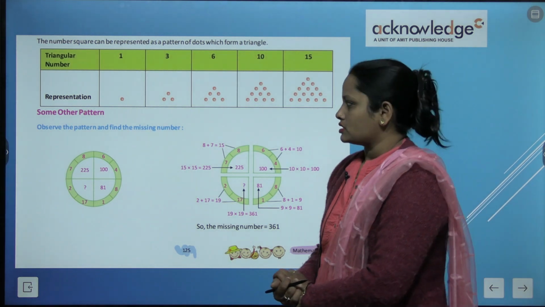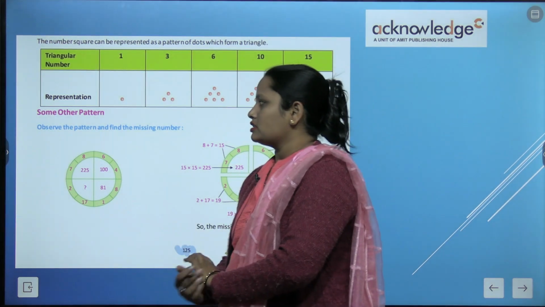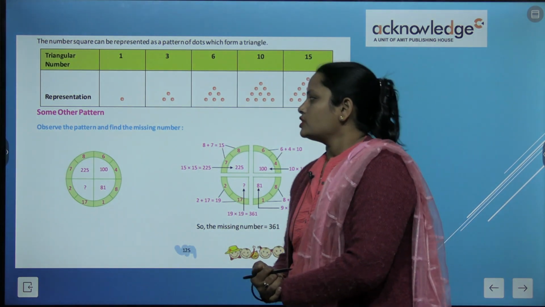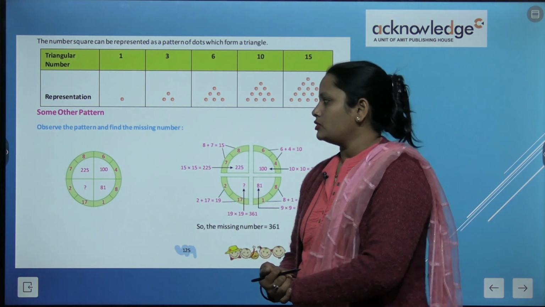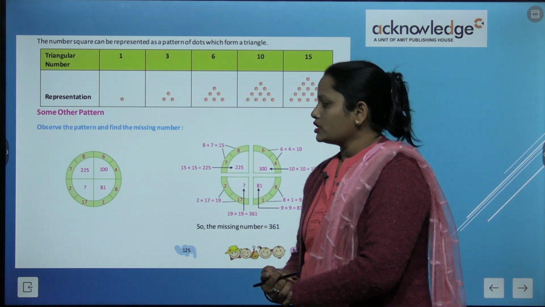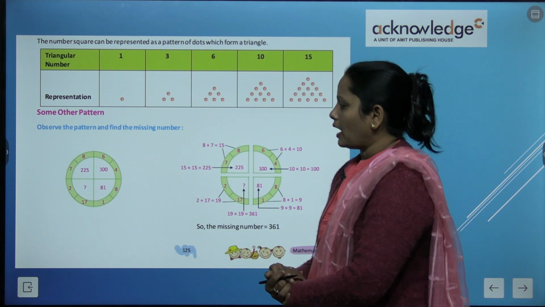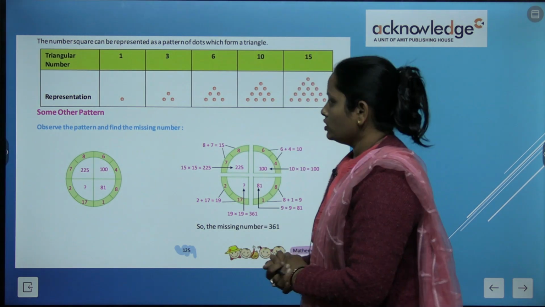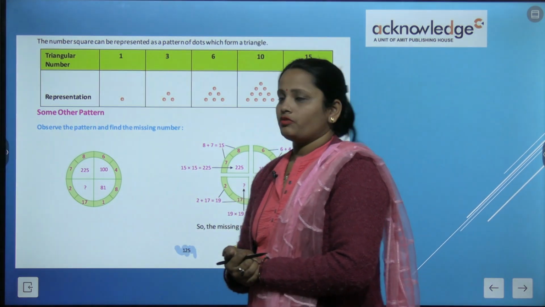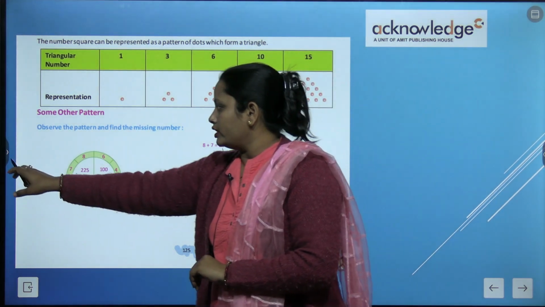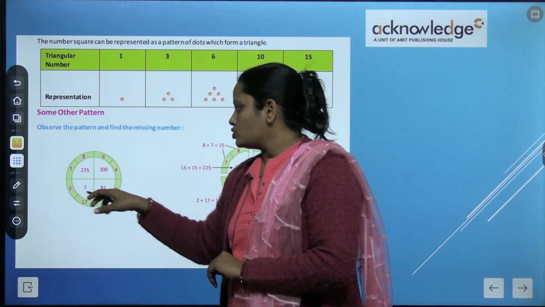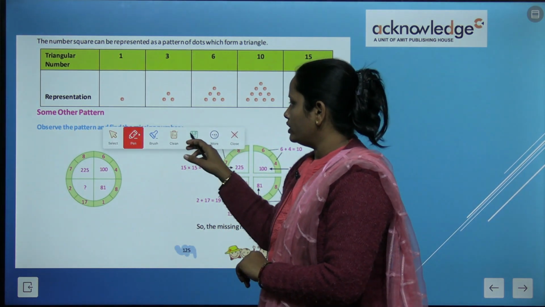Some other patterns. So दूसरे patterns हैं वो क्या हैं? Observe the pattern and find the missing number. So here you can see various numbers are given and a particular pattern is written here. So here children we have to observe the pattern that is given here. Now fill in the missing numbers. So यहाँ पे हमें missing number को fill करना है.